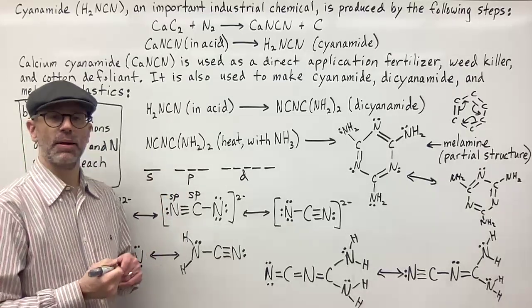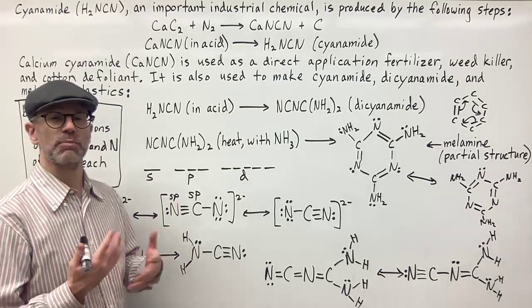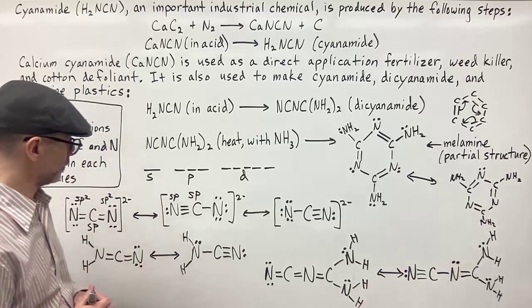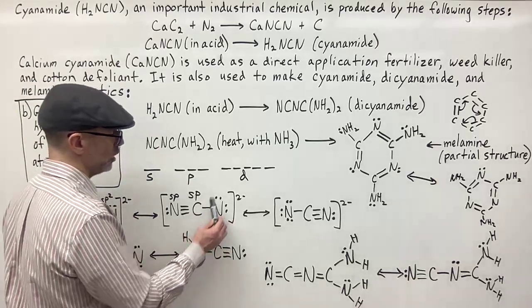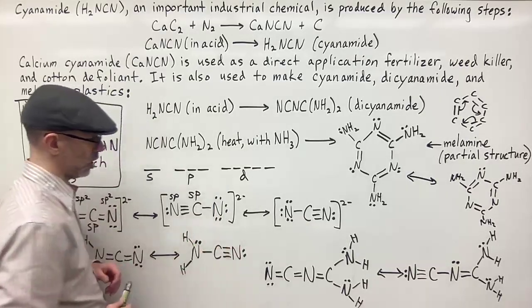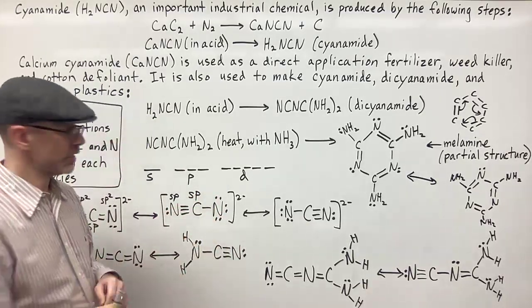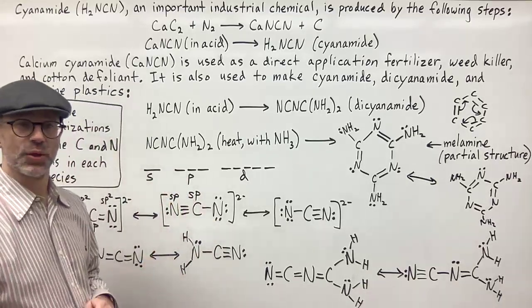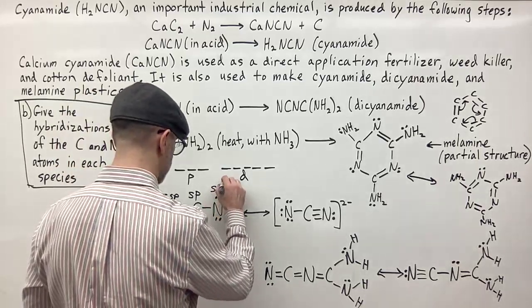Okay, and here I'm using orbitals according to valence bond theory, not according to molecular orbital theory, just making that clear. And so with this nitrogen, I have 1, 2, 3, 4 electron groups. So I need 4 atomic orbitals, s, p, p, p. So that's sp3 hybridized. So sp3.